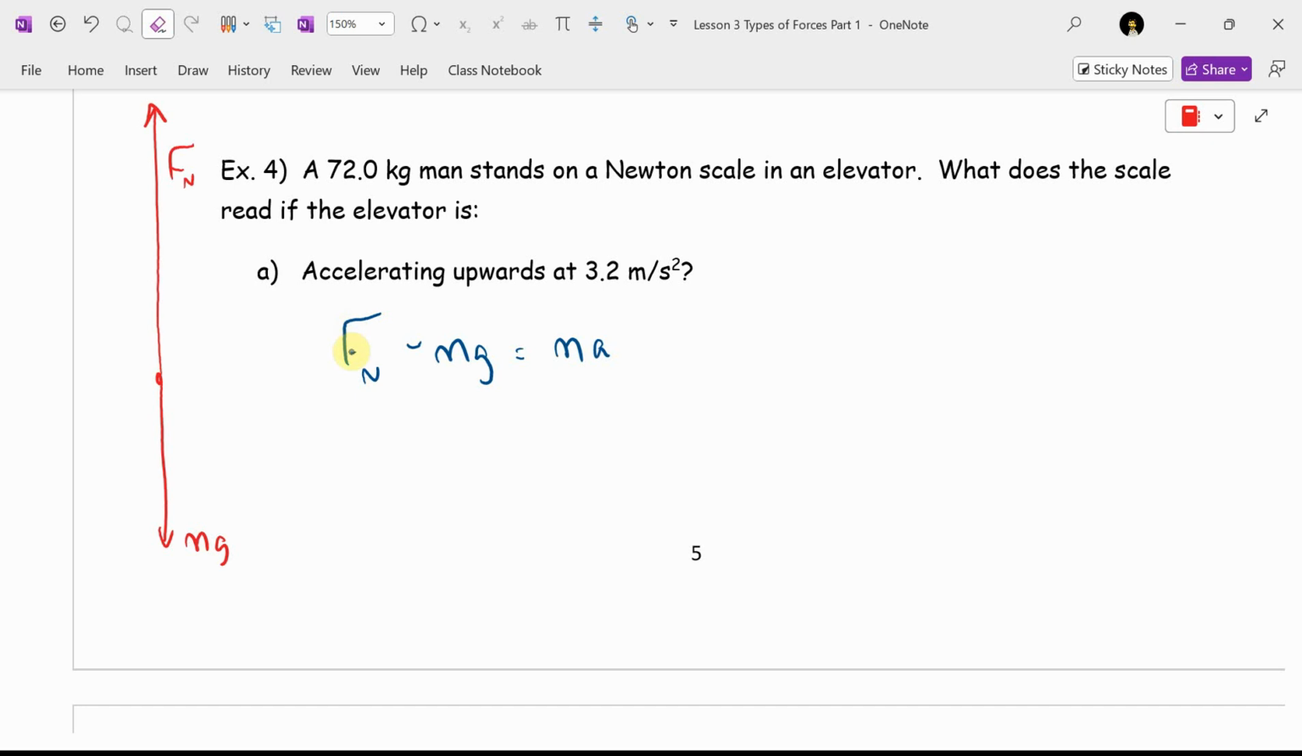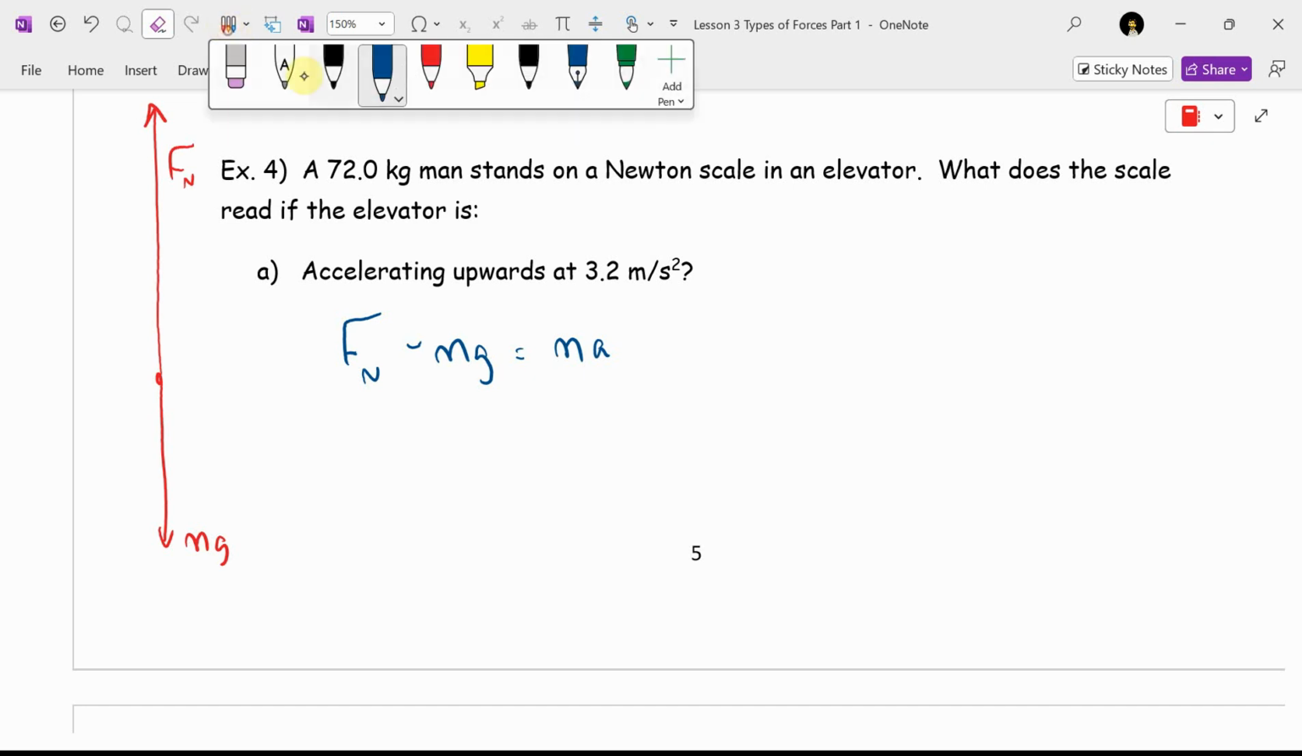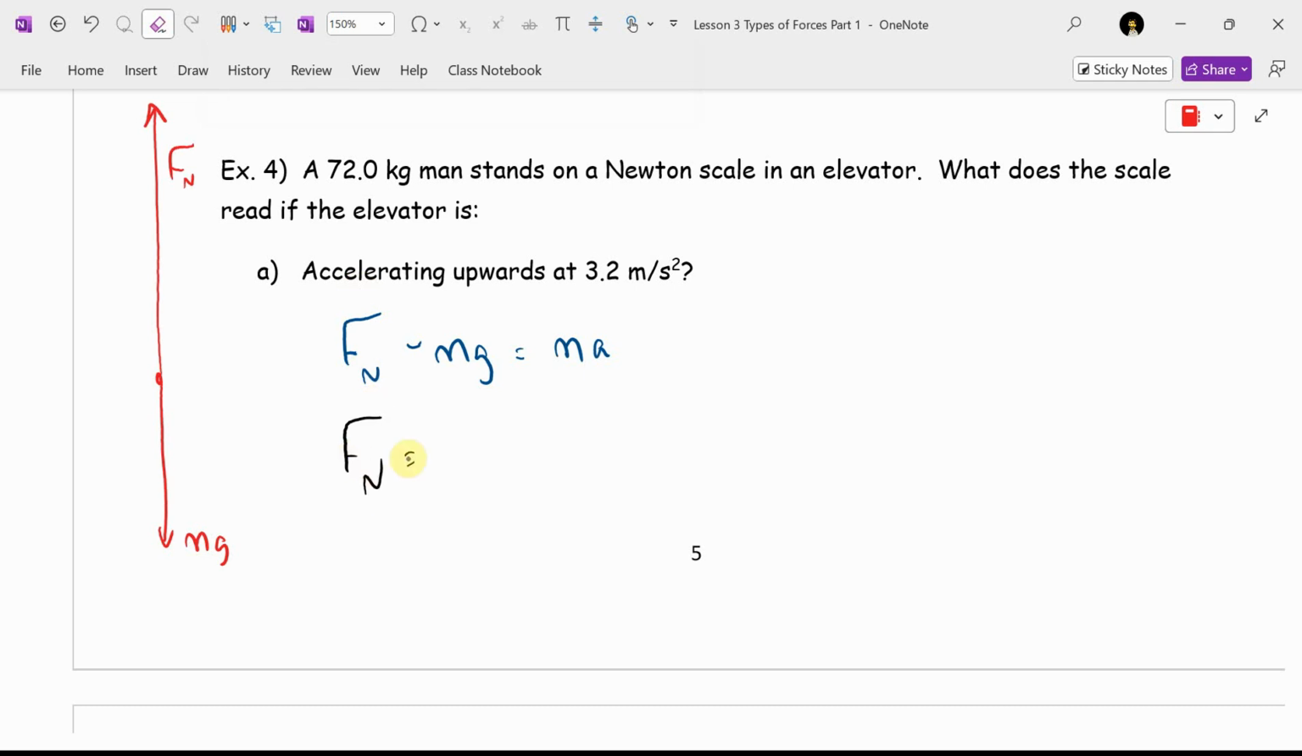Gio, coming back to you. What did you say that they were asking us to find when it said, what does the scale read? Get the Fn by itself. How would I move the mg over? What's right in front of the mg? Yes. It's going to be ma plus mg.